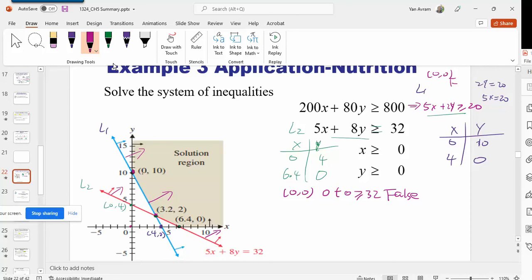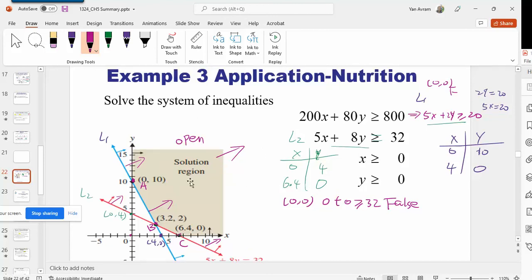So this corner point would be at 0 and 10, and then B here is 3.2 and 2, and C here is 6.4 and 0. So we have 3 corner points. Okay, 1, 2, 3 corner points right here. And this is called an open region, or an unbounded region, because it's not bounded. This can keep going on and on. So that's an unbounded region in here.